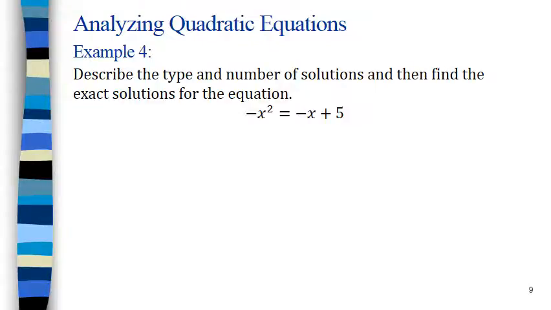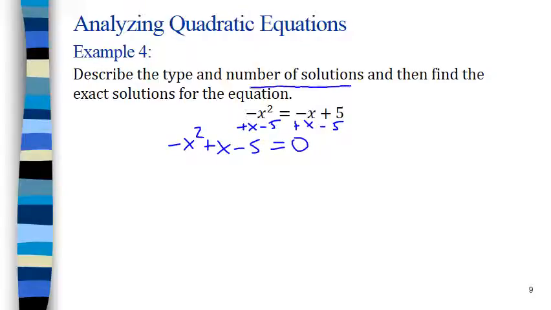Okay, let's do a practice problem. So first, always standard form. So let's add x to both sides and subtract 5 from both sides. So we have negative x squared plus x minus 5 equals 0.